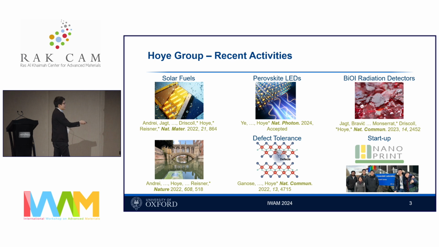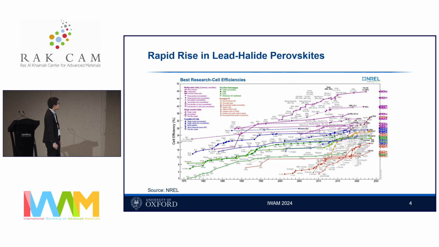And very recently, in collaboration with Judith, we've created a spin-off company called Nanoprint, which is commercializing a spatial atomic layer deposition reactor, which you can think of as a metal oxide printer. And this is currently based in the Cavendish Laboratory in Cambridge.